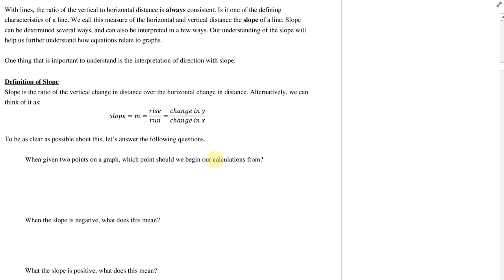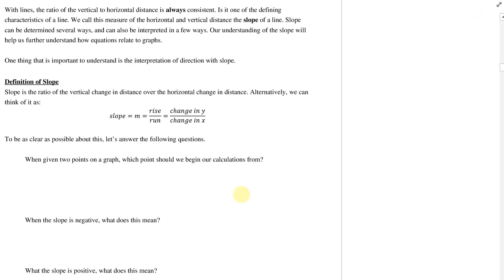So with lines, the ratio of the vertical to horizontal distance, this is always consistent. And it's one of the defining characteristics of a line, and we call this measure between the horizontal and vertical distance our slope of the line. So there's a couple different ways that you can calculate slope, and I want to just go through a few ground rules when we're working with this.